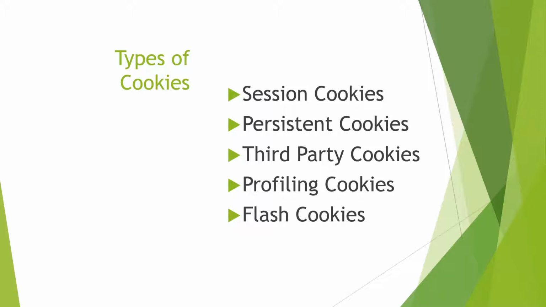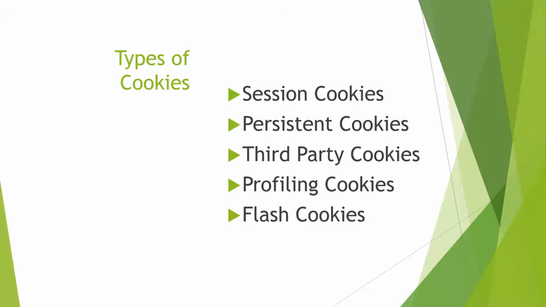Now there are different types of cookies. One, session cookies. Session cookies are temporary cookies which contain the user's information, which is stored in the computer memory. However, they are deleted whenever the user closes the web browser. Two, persistent cookies. They store the user's information, such as bookmarks and other preferences, until their expiry or deletion.